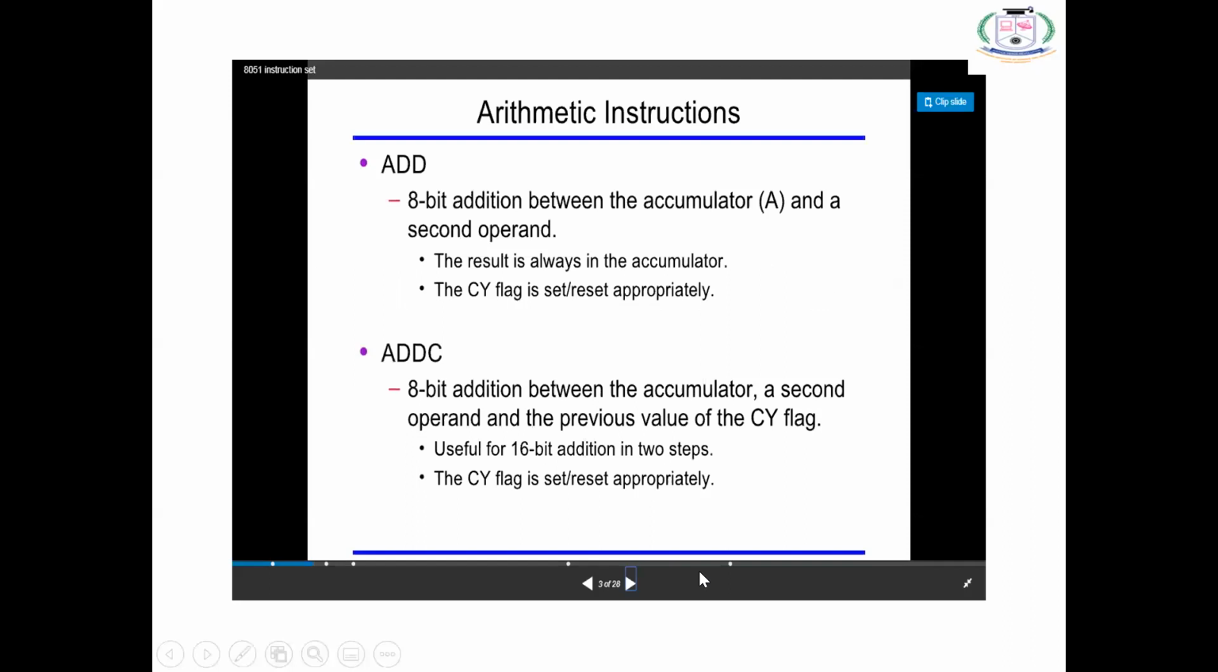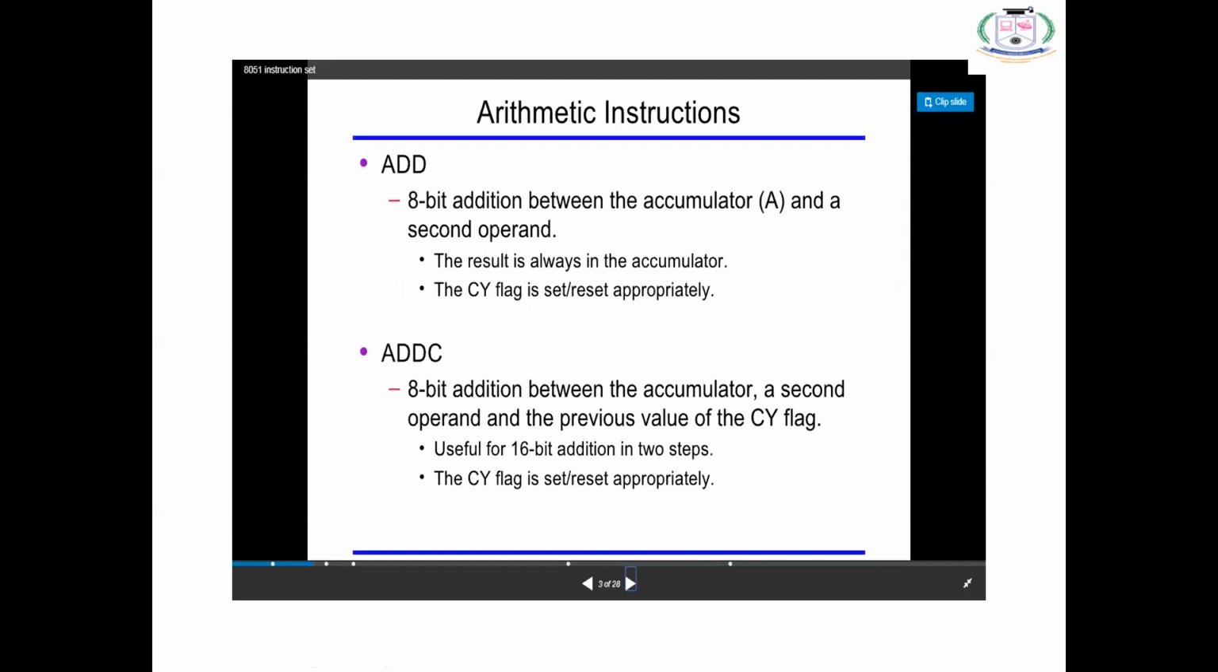Then the arithmetic instructions: I think yesterday I asked many students and explained arithmetic. Now what? Add, subtract, multiplication, division, increment, decrement. Those are all the instructions. Dinesh Kumar, register number 26.